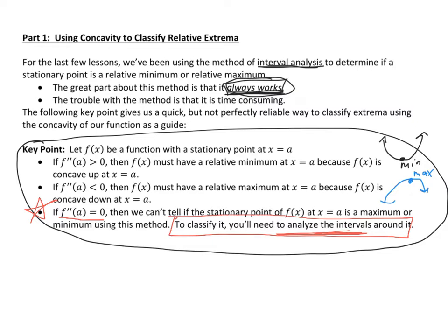So again, the idea is you can use the second derivative to test and find out if a stationary point is a maximum or a minimum, but if you get 0 out of the second derivative, it means we don't know, and we have to analyze intervals to figure it out.